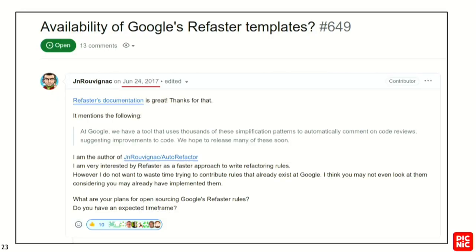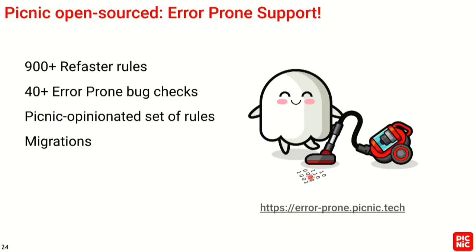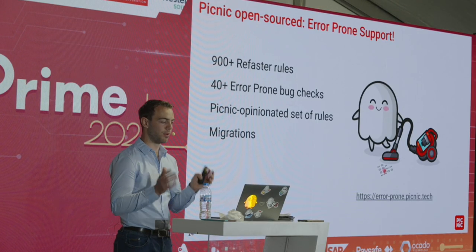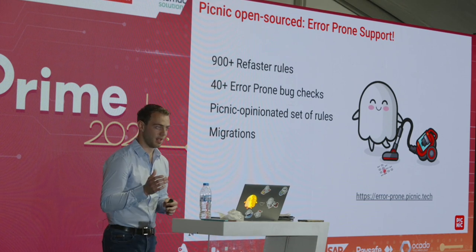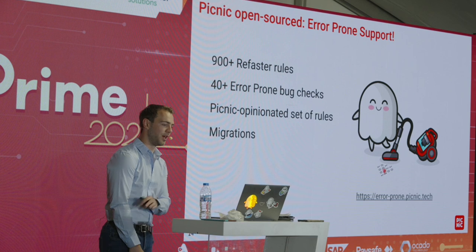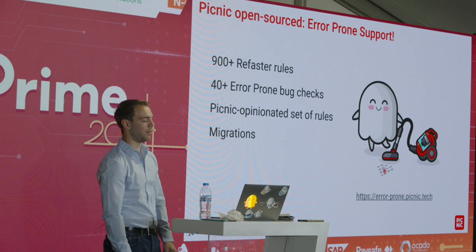But then we were thinking, okay, maybe we should start writing our own collection of rules to apply on our codebase. And that is what we did. About 7 years ago, we started with this repository called Error Prone Support. After all these years, we have collected so many rules. We have now over 900 refactor rules and 40 bug checks.